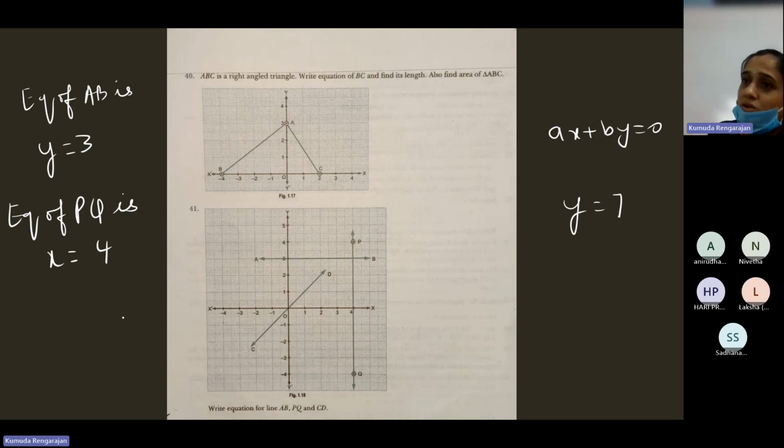Now, if it is parallel to the y-axis, how will the equation be? X is equal to some number. In this, there is x and there is a constant, but no y.